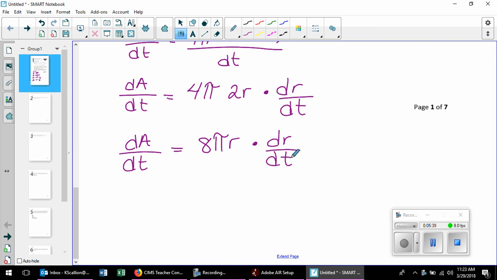So what we've done here is create a derivative in relation to time instead of radius. That makes sense to everybody? Before we used the two variables that were in here, now we're adding time because we're dealing with rate problems. So this is a derivative.